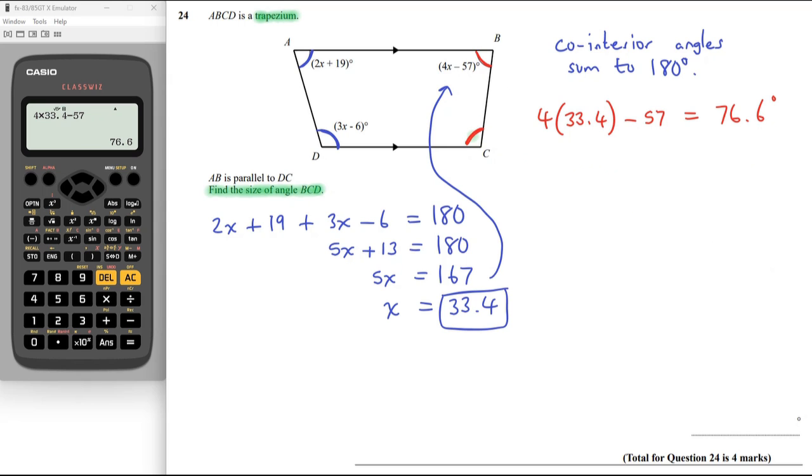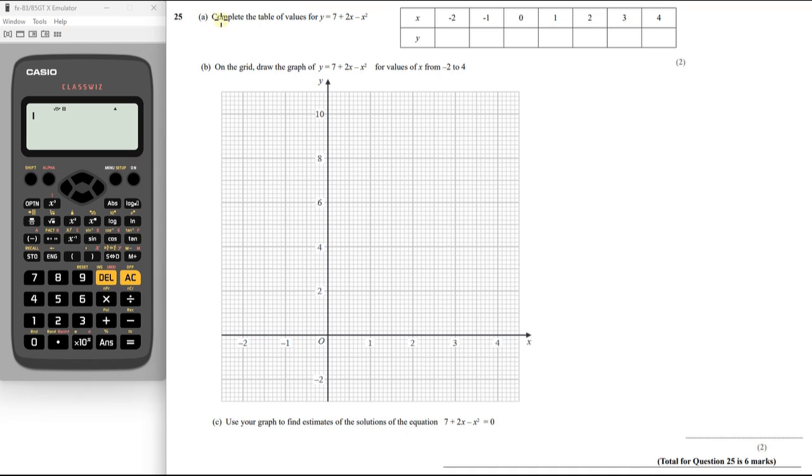Now we know what this angle is, we can work out the angle we need. This is angle BCD. Angle BCD is going to be equal to 180 minus 76.6, because we know they add up to 180. So 180 minus, I'm just going to press answer, and that gives me 103.4 degrees. So that would be my final answer, 103.4.